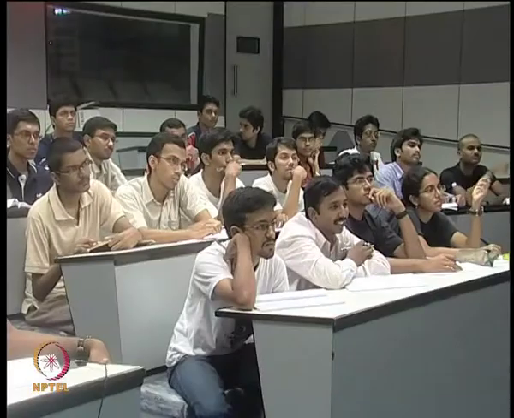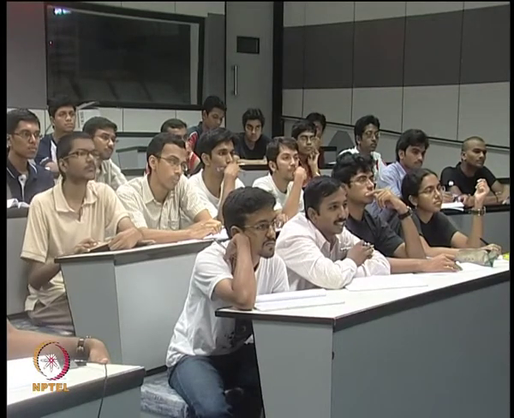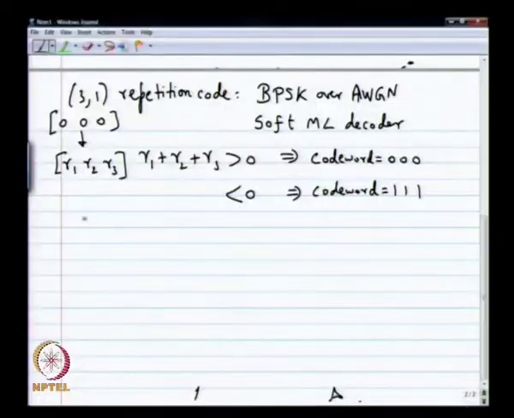Yeah, take the sign. So you are doing some kind of hard decision and saying, suppose Ri is positive, I will say no error happened in the transmission of the ith bit. If Ri is negative, I will say one error happened. Okay. Suppose you define number of errors in that sense. What is the error correcting capability of the soft ML decoder?